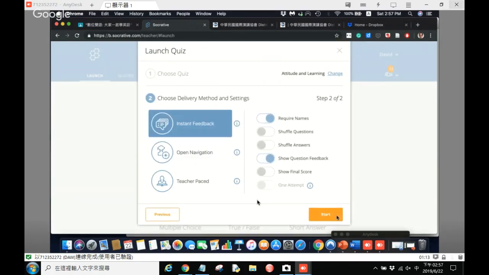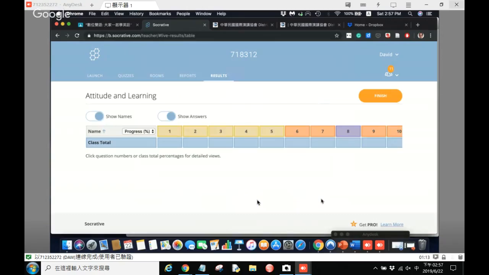And instant feedback. So you have to type your name. When you answer this, you'll have to use your name. And you should be able, if you're on your phone or your computer, to start. Right now I'm going to turn off the names.